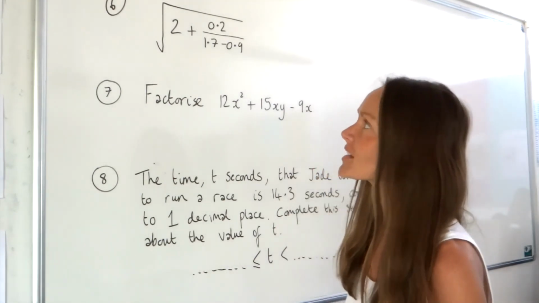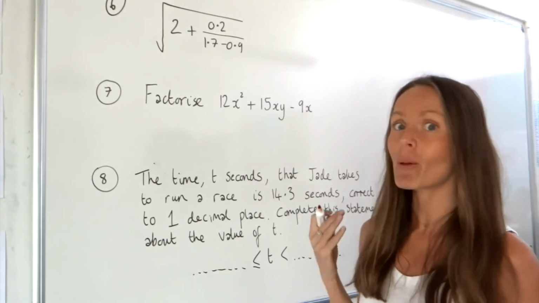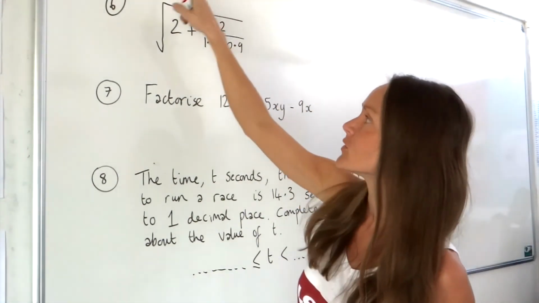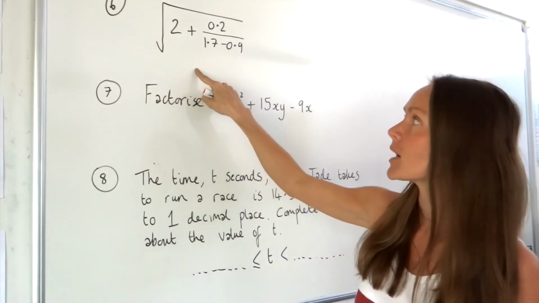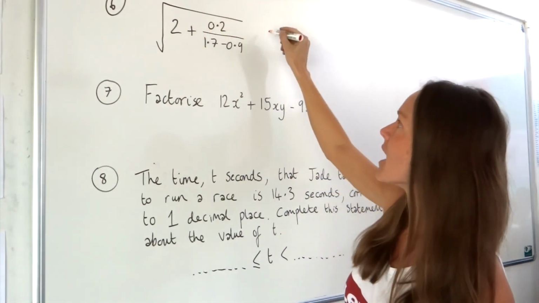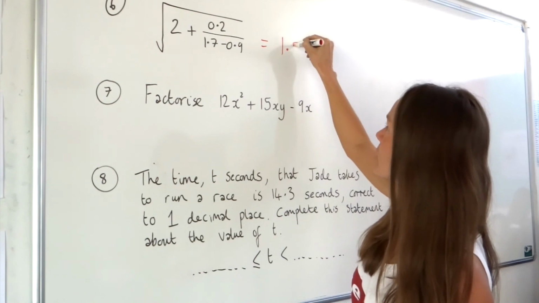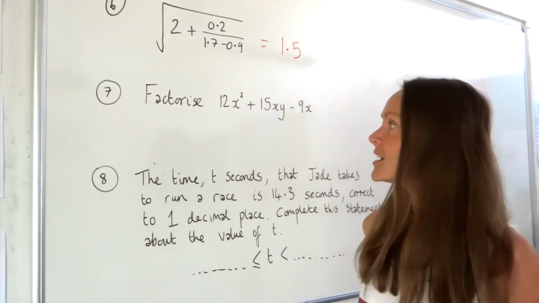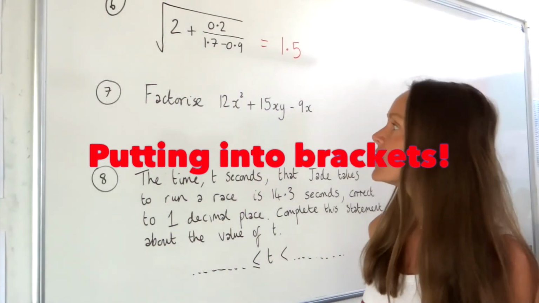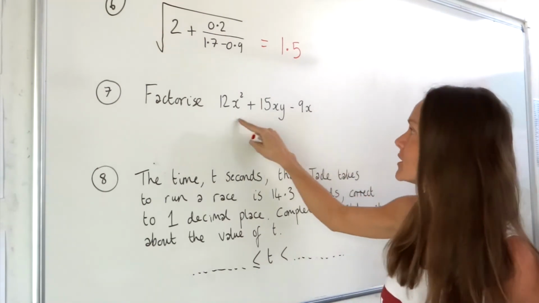In question number 6, they just want to test that you know how to use your calculator. Okay, remember you're allowed the calculator in the exam, so it's just a matter of putting this calculation into your calculator carefully, making sure you're square rooting everything, and when you put that in the calculator, you should hopefully get 1.5. Okay, number 7, factorize. That means putting into brackets. So we have to take out the highest common factor in all of these terms here.